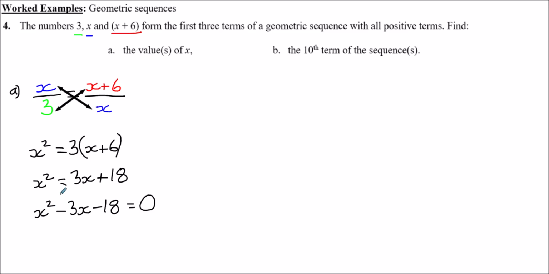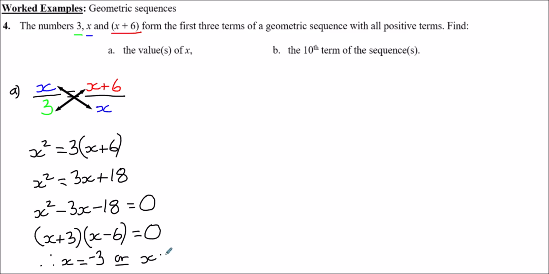We can now factorise. So two numbers that multiply together to give minus 18 and add up to minus 3 are x plus 3 and x minus 6. So therefore x equals minus 3 or x equals 6. However, we're told all terms are positive, so x can't be negative 3, x has to be 6.